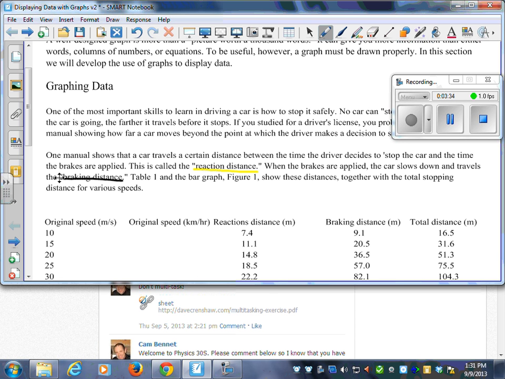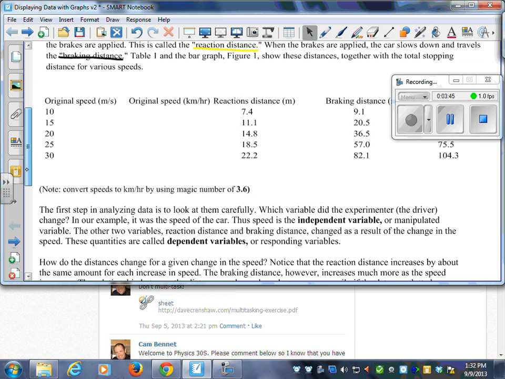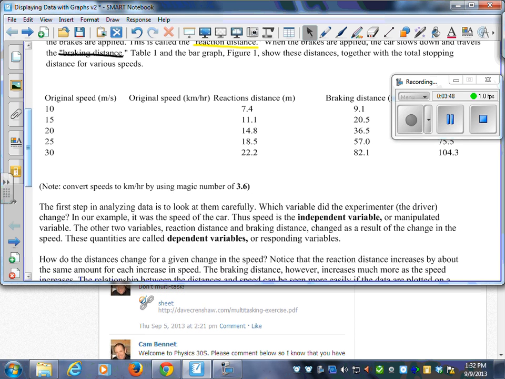Table 1 and the bar graph, figure 1, show these distances together with the total stopping distance for various speeds. Okay, so I'm going to scroll. There we go. So, original speed. Now, physicists and physics students tend to deal with speeds in meters per second, which is how many meters you travel in one second. So 10 meters per second would, of course, mean you go 10 meters in a second.